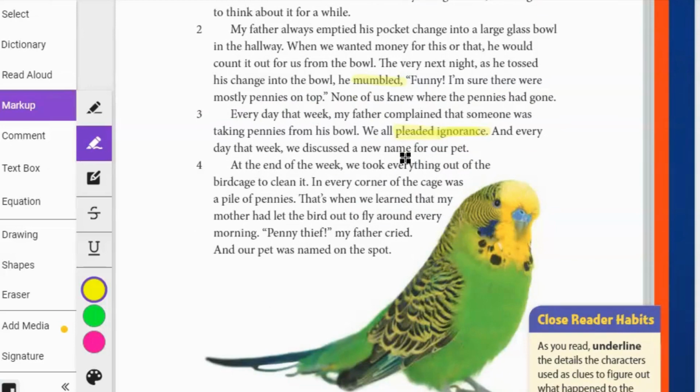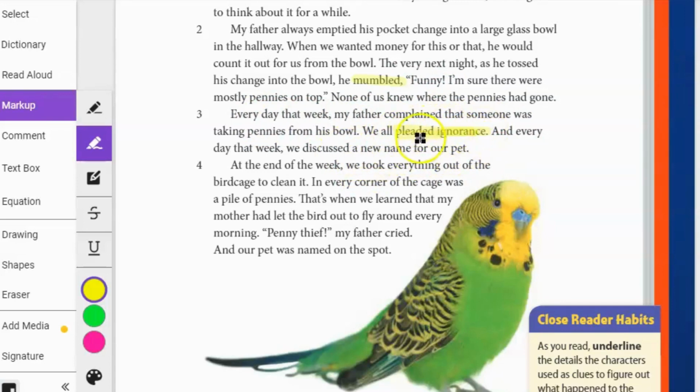The very next night, as he tossed his change into the bowl, he mumbled, "Funny. I'm sure there were mostly pennies on top." None of us knew where the pennies had gone. Every day that week, my father complained that someone was taking pennies from his bowl. We all pleaded ignorance. And every day that week, we discussed a new name for the pet.